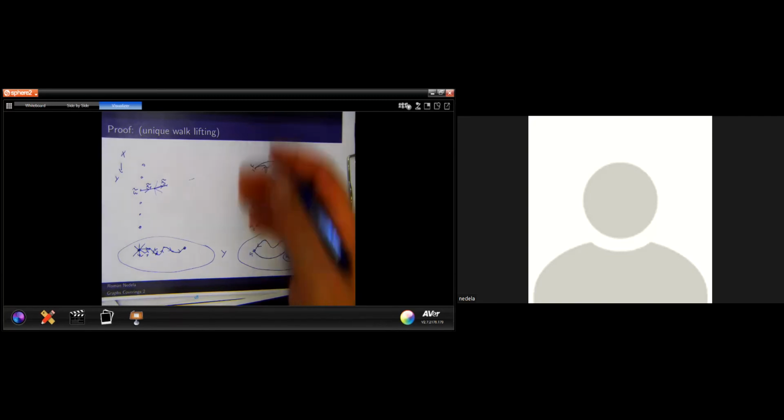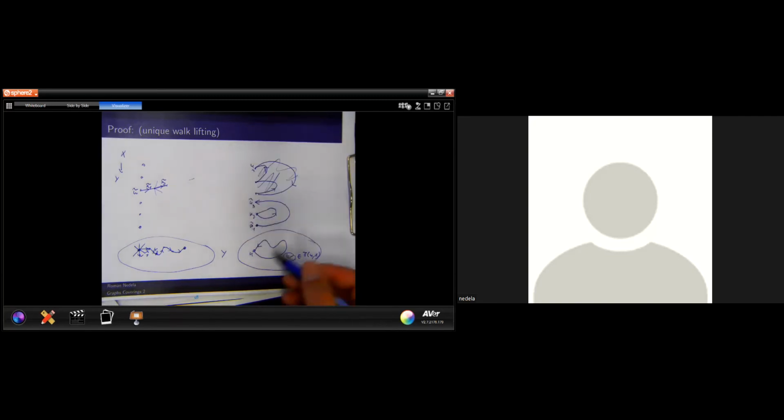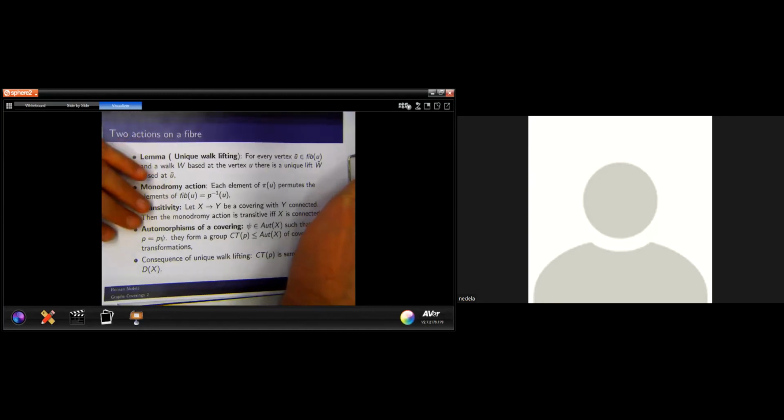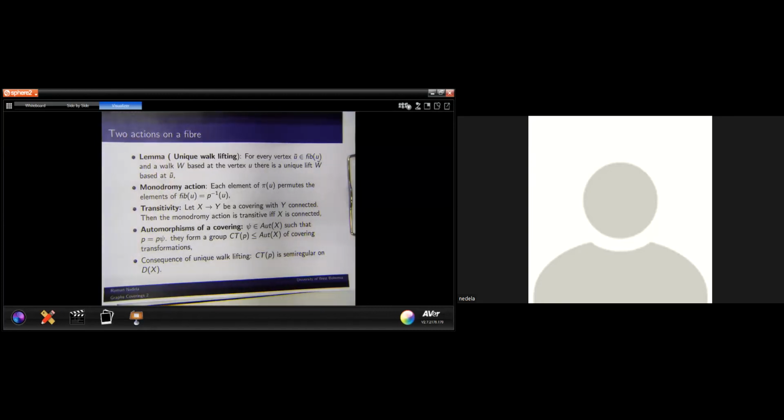So for each element of the fundamental group, we are getting some permutation of the fiber over u. And this holds for any vertex. Actually, if the graph is connected, the fundamental groups are conjugate. So there is no problem. So there is some action of the fundamental group on fibers, and this action is called the monodromy action.